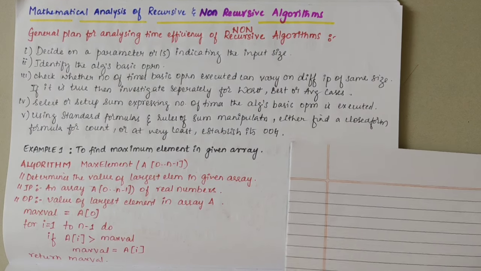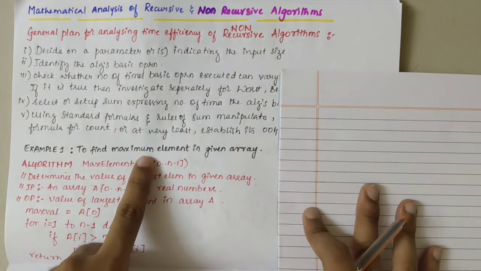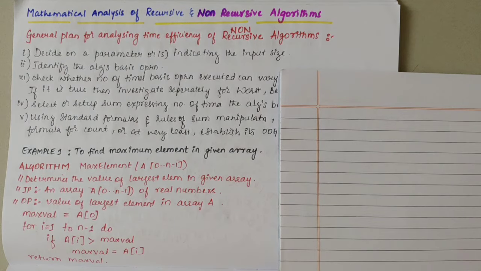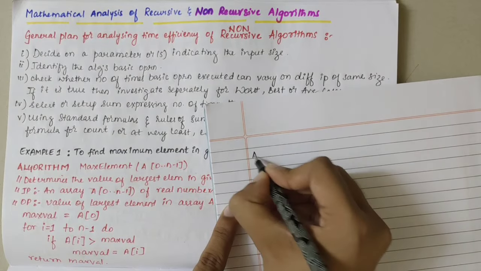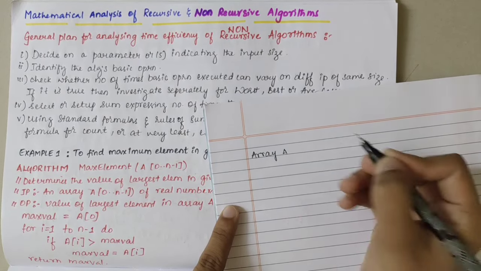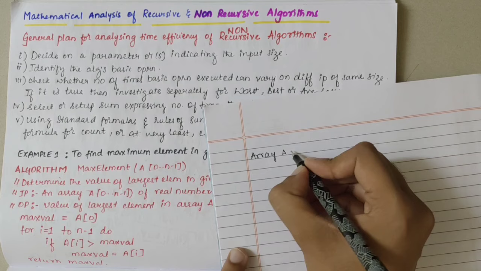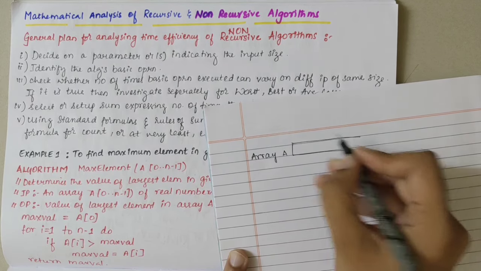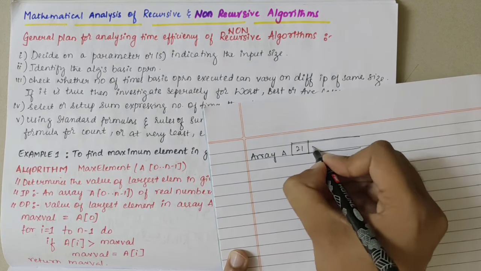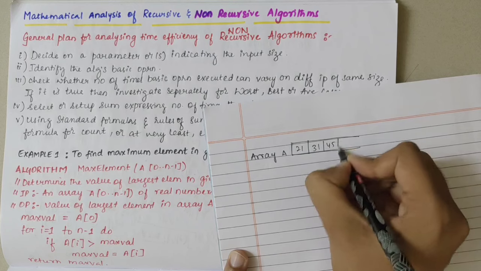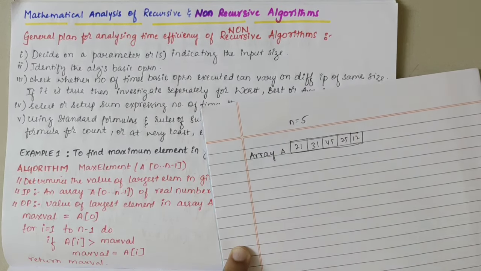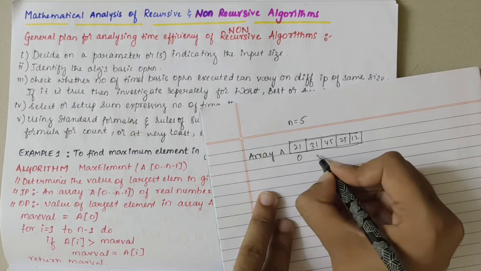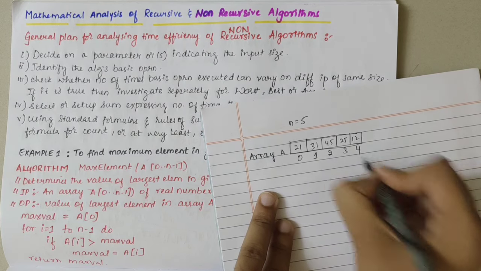The first example which we'll consider is finding the maximum element in a given array. The problem says that we take an input of an array. Let's take an array A with input 21, 31, 45, 25 and 12. Here the size of the array is 5 and indexing starts from 0, 1, 2, 3 and 4.